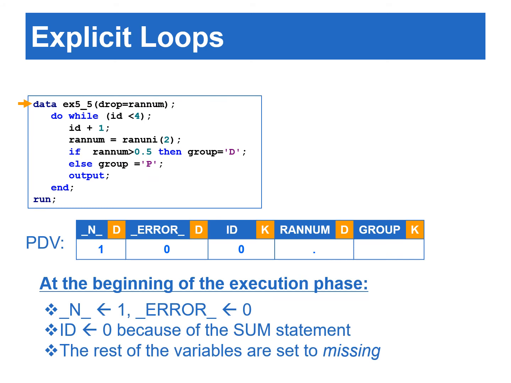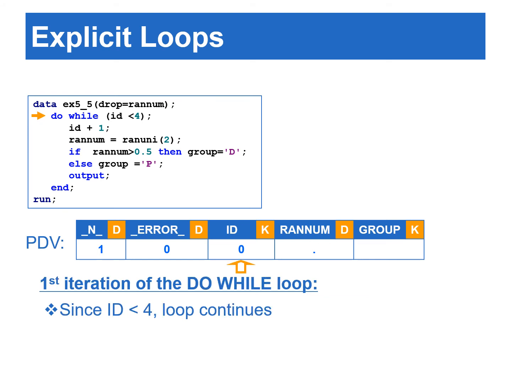Let's go through the data step execution phase. At the beginning of the data step execution, _n_ is initialized to 1. ID is set to 0, because ID is created by using the sum statement. The rest of the variables are set to missing. Since ID is 0, which is less than 4, the loop continues. ID is incremented to 1.